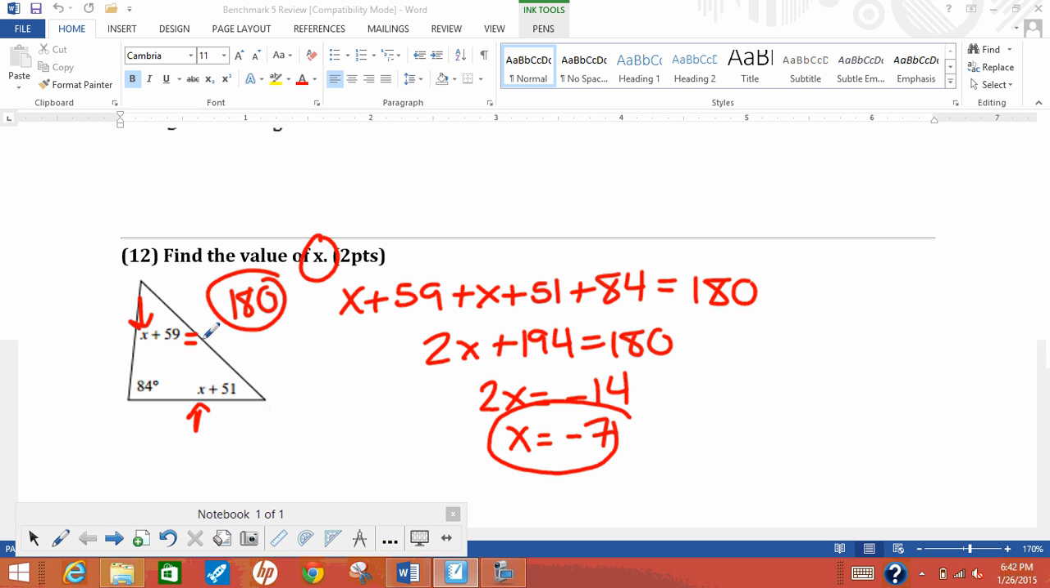So this angle would become 52. This angle would become 46. 46 plus 84 is... Well, I'm sorry, not 46. It's late at night, I'm slipping. It would be 44, I apologize again. So 44 plus 84 is 128, plus 52 is 180.